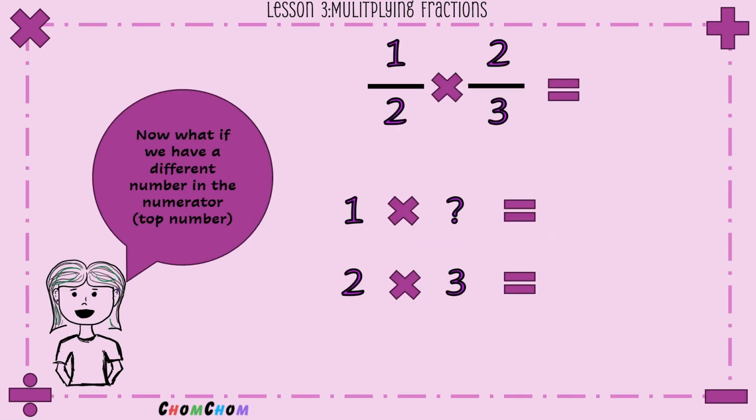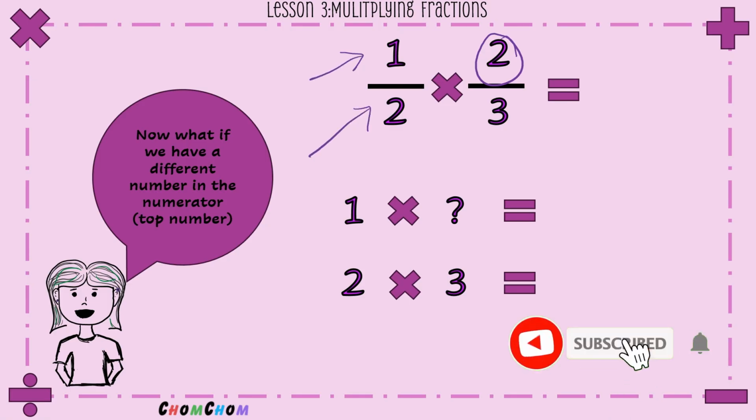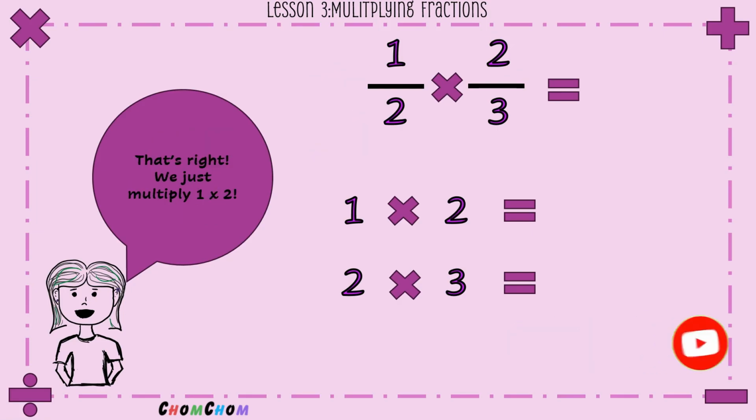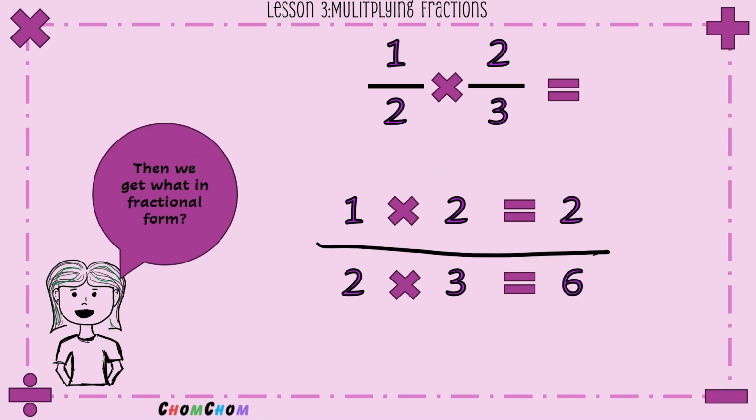Now what if we have a different number in the top? So instead of having 1 times 1, we'll have 1 times 2. Remember, we're just separating the top and the bottom, so there aren't going to be any curveballs or any different numbers from what we have right here. We just multiply 1 times 2. What's 1 times 2? It is 2. And then what's 2 times 3? It's 6.